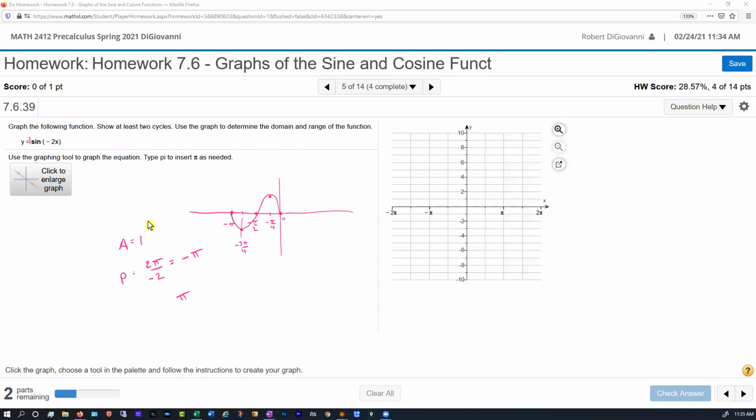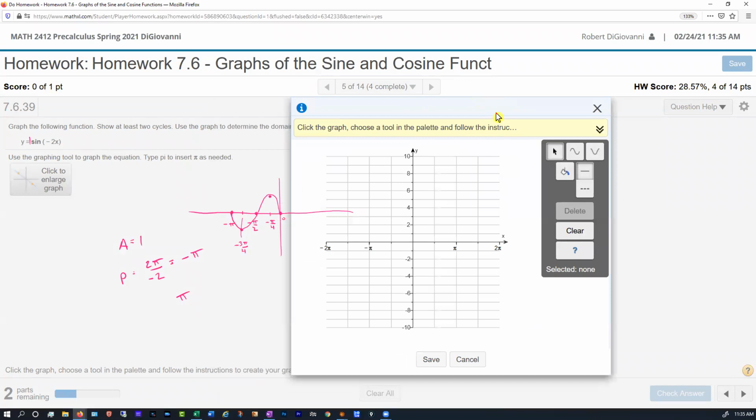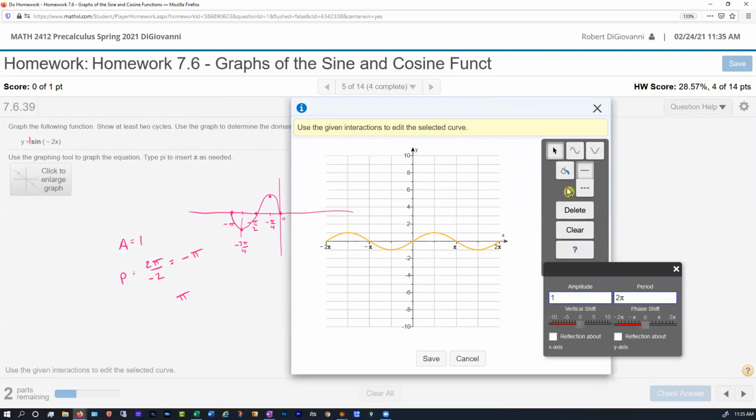Okay, so let's see if we can graph that and see how this works. I've never used this thing. So we want this. Okay, now, whoa. Okay, here we go. Amplitude. Oh, I like this. The amplitude is 1. The period, we need the period to be negative pi. There's negative pi right there. That's not very convenient.